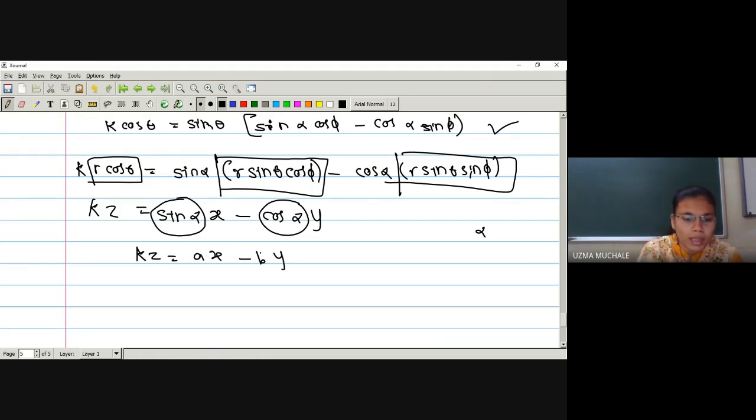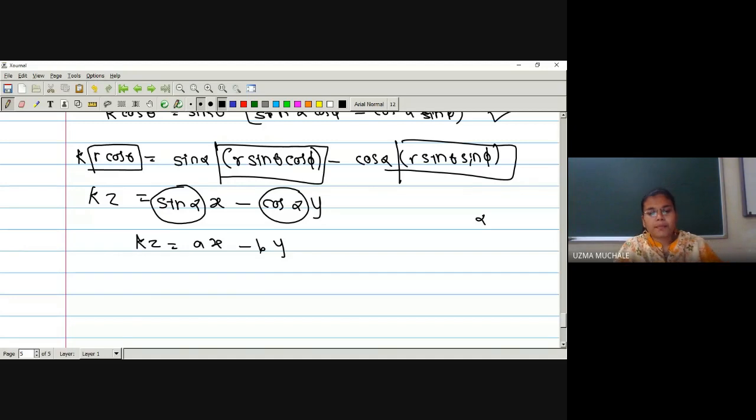Suppose it is a and b. So what is this equation? Okay, let me write down this. What is ax plus by plus cz is equal to d?